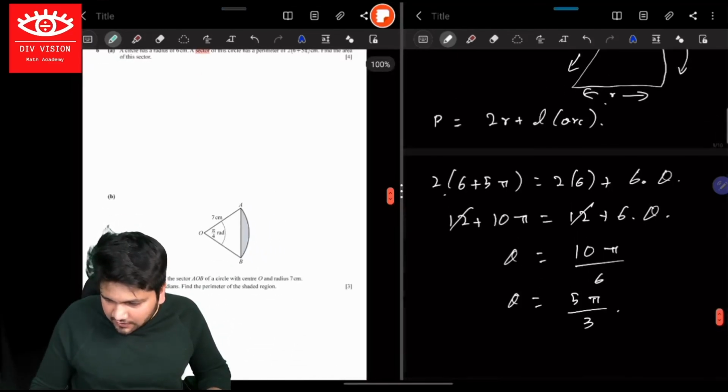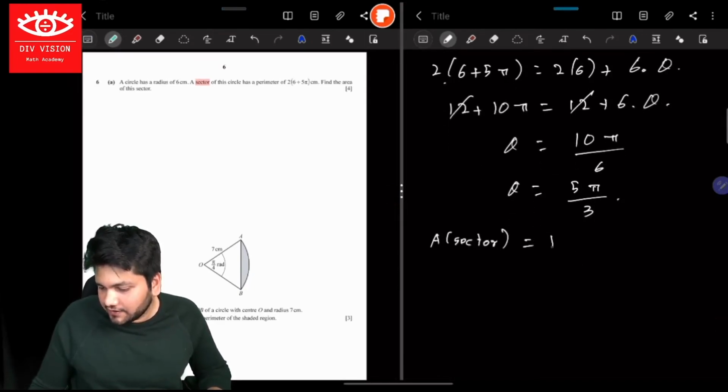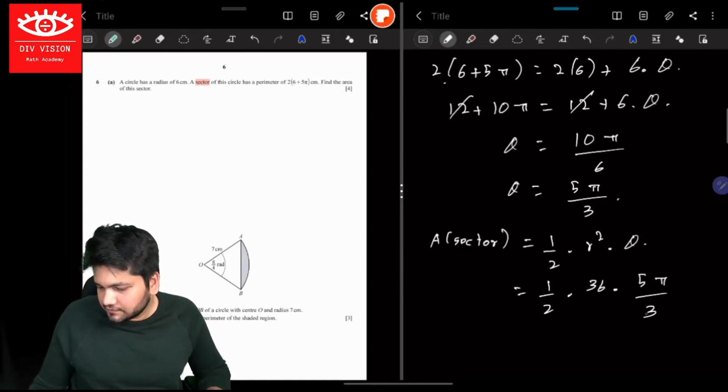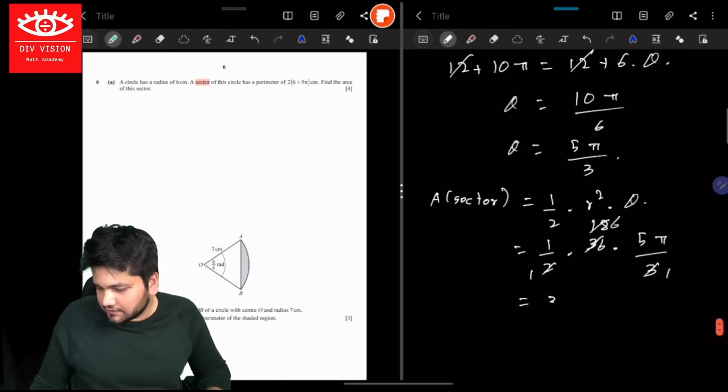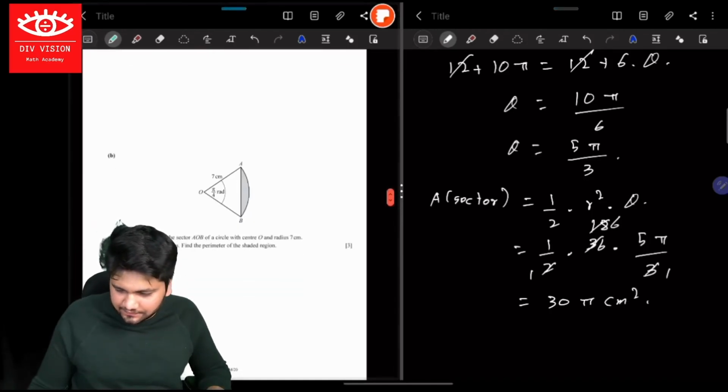Now they are asking for the area of the sector. The area of a sector is half into r square into theta. So it's half into 6 squared, that is 36, into theta. Theta is 5 pi by 3. So if we cancel, this is 18 and this is 3, this is 6. So the answer is 30 pi centimeter square. Of course, you can multiply by pi and calculate those things.